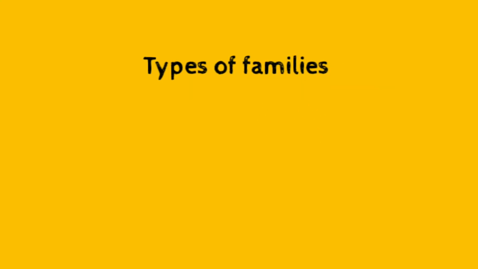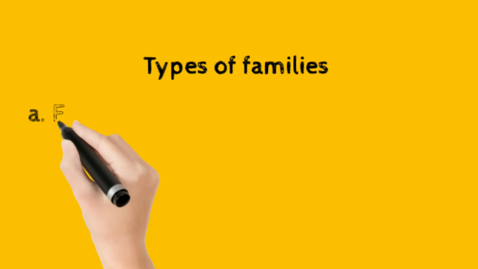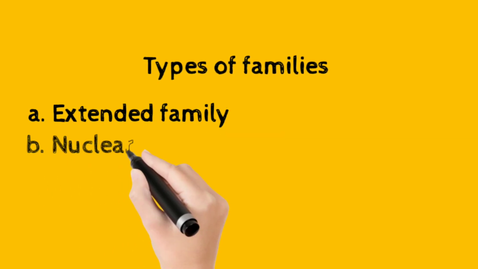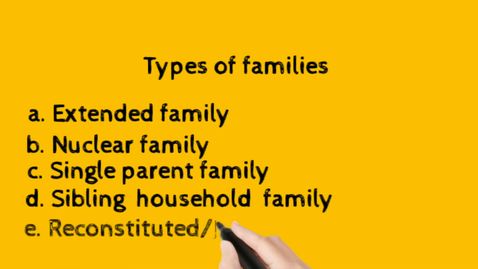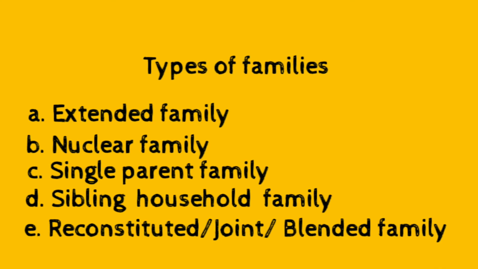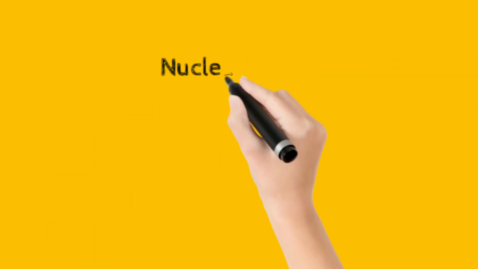Now, usually when I teach family, we usually also look at types of families, right? Now, the most basic types of families, most of you out there already would know them. You have the extended family, you have the nuclear family, the single parent family, the sibling household family, and the reconstituted or joint family. Some people also refer to this family type as the blended family, right? So these are the different family types. Now, let me just give you a brief description of each family type.